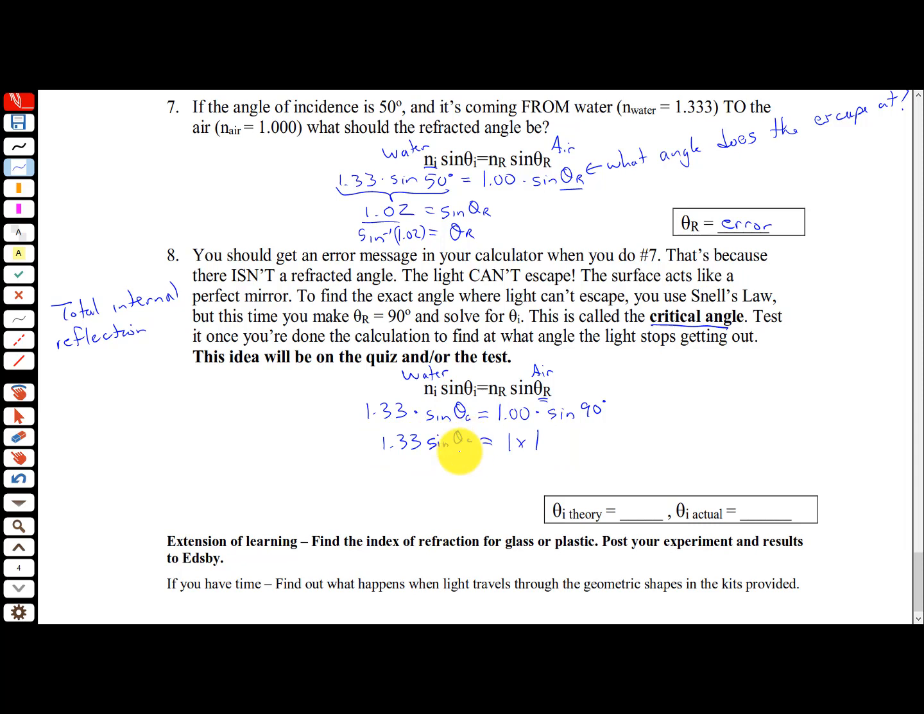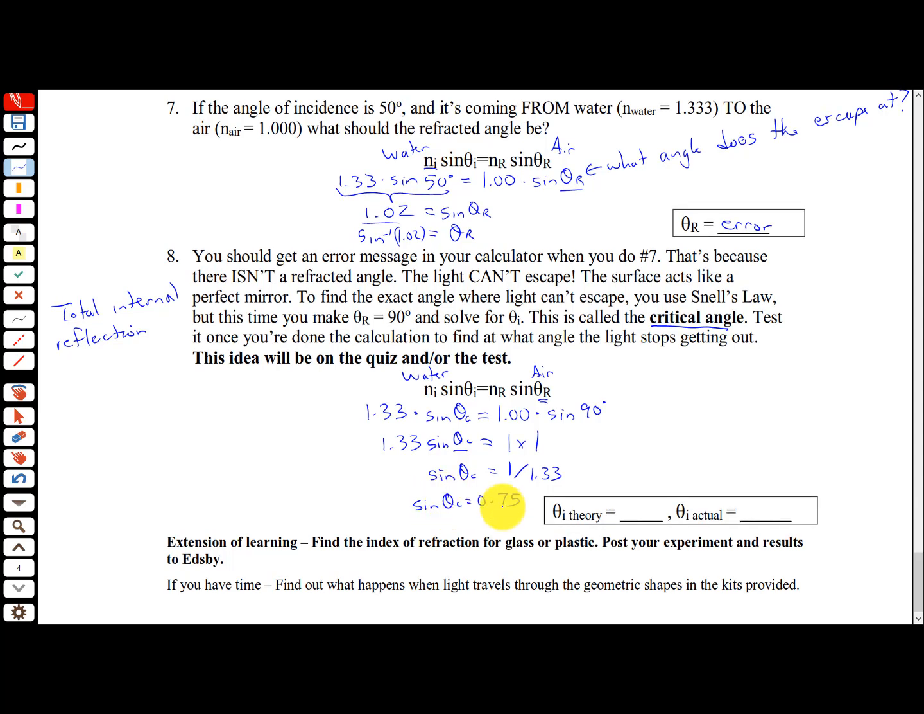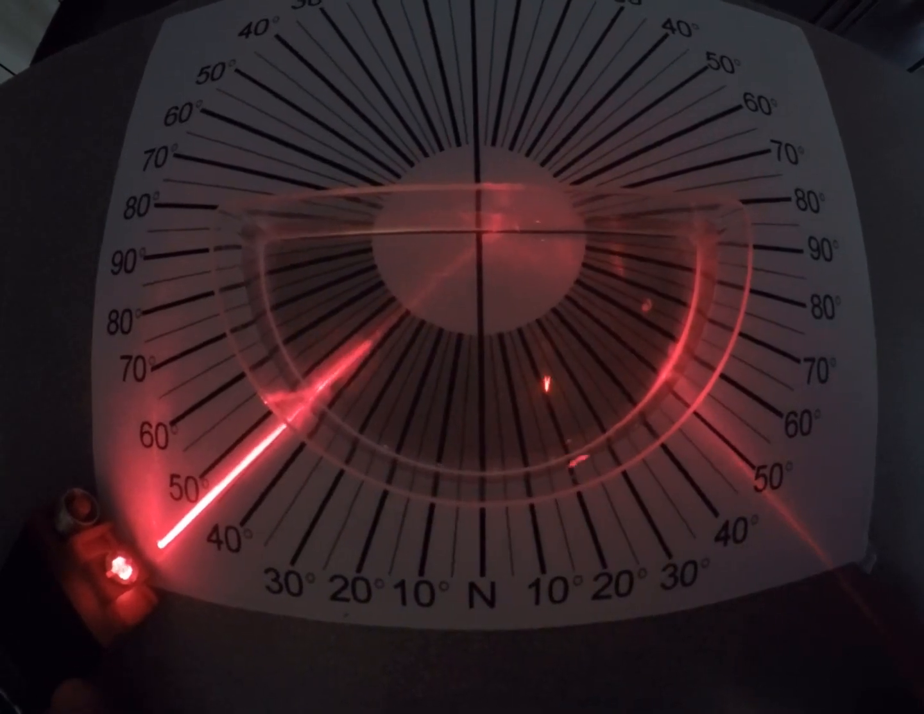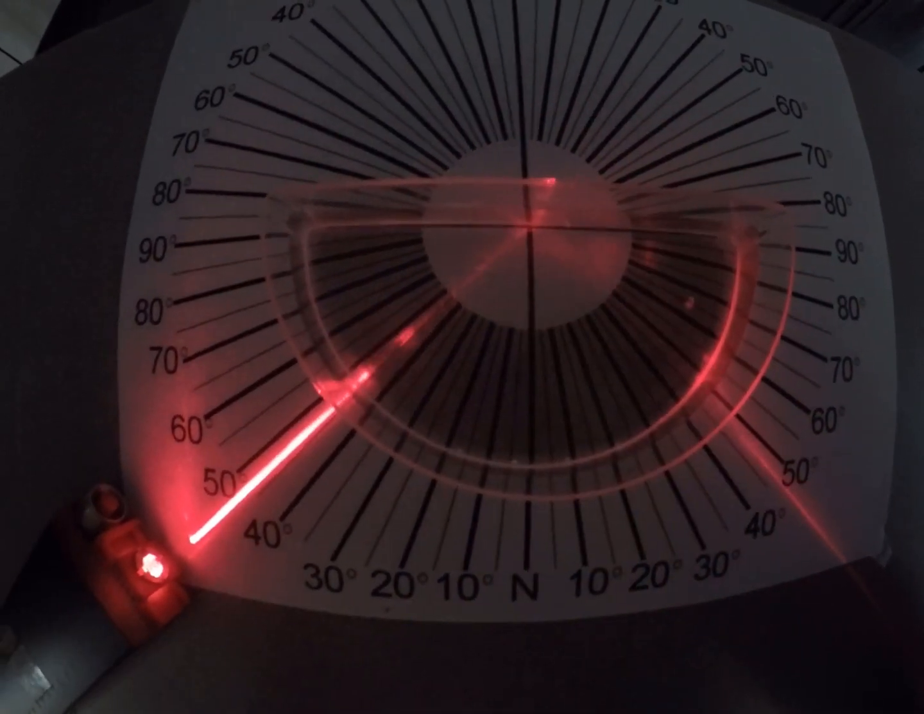Our goal is to get the critical angle by itself. Remember that sine goes with the angle, so our next step is to get the 1.33 to the other side. So sine of your critical angle is equal to 1 divided by 1.33. That's equal to 3/4, or approximately 0.75 rounded. And so your critical angle is going to be inverse sine of 0.75, and the answer you get is about 48.6 degrees. When we do it in practice, it usually blinks out somewhere between about 47 to 49 degrees. It'll depend a little bit on how squarely you have your water dish placed.